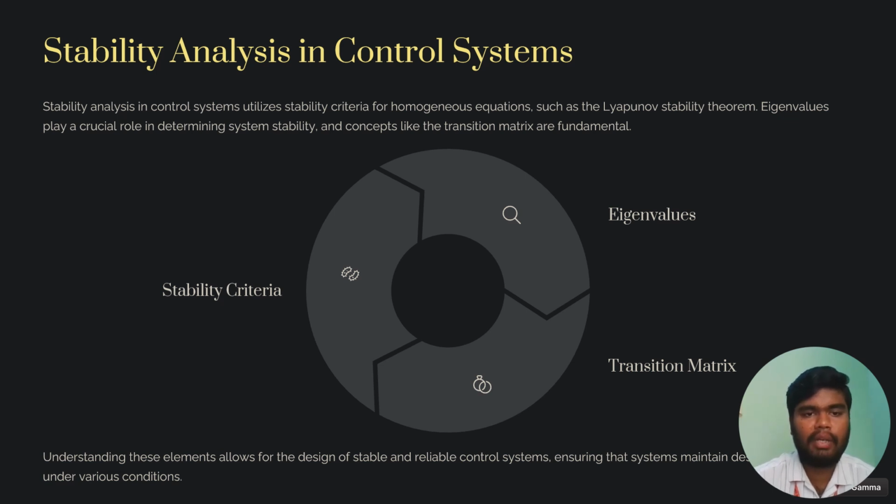Now let's see the stability analysis in control systems. Stability analysis in control systems utilizes stability criteria for homogeneous equations, such as the Lyapunov stability theorem. Eigenvalues play a crucial role in determining system stability, and concepts like the transition matrix are fundamental.